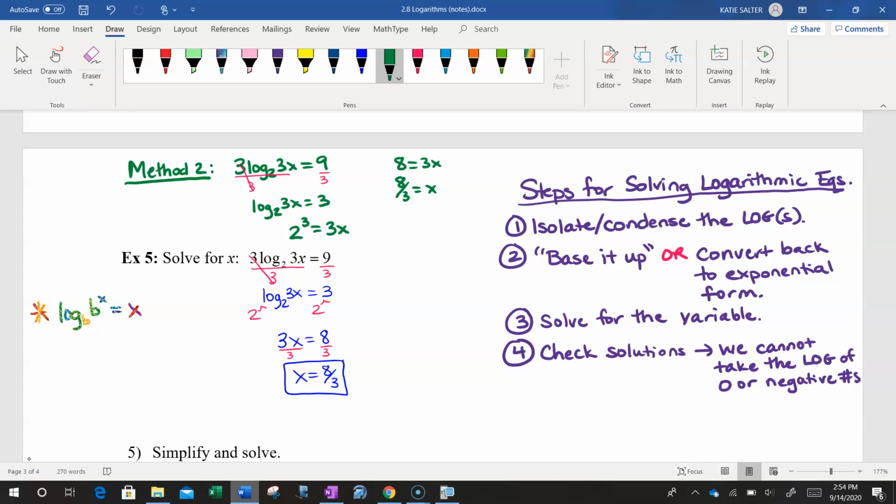Just make sure when you do these that you always check your solutions. Because logarithmic functions do not have a domain of all real numbers. Remember, a logarithmic function has a domain of only positive real numbers. You always have to make sure that if you were to substitute your answer back into the original equation, you would only be taking the log of a positive number. We cannot take the log of 0 or negative numbers, so be really careful about that. And in this case, our 8/3 is good to go. We do not have any extraneous solutions.